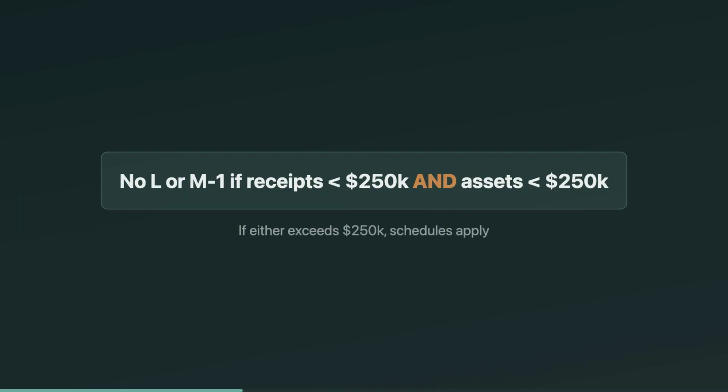Start with the small corporation exception. If a C corporation has under $250,000 of gross receipts and under $250,000 of total assets, it generally does not have to file Schedule L or Schedule M-1. Notice it's an AND test. If either number pops over 250,000, the exception is gone.